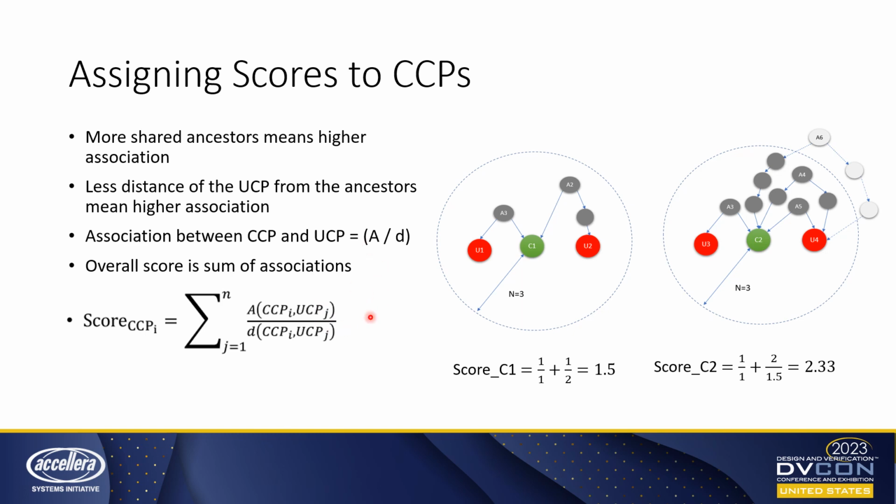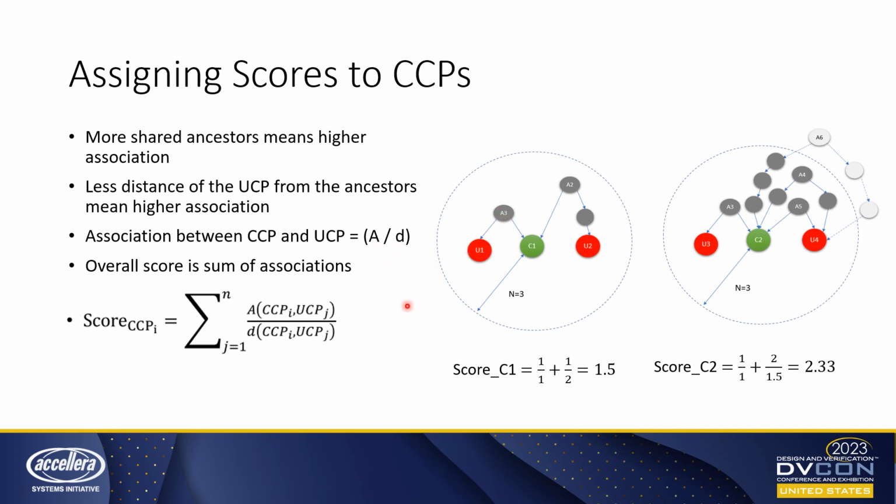In this slide, we're going to explain at a high level what we mean by association between a CCP and a UCP pair. We define association as the number of shared ancestors divided by the average distance of the UCP from the shared ancestor. So for a CCP-UCP pair, if we have more shared ancestors, that means there is more association, and the less the distance of the UCP from the shared ancestor, the more the association.